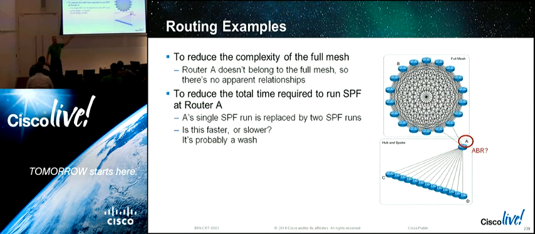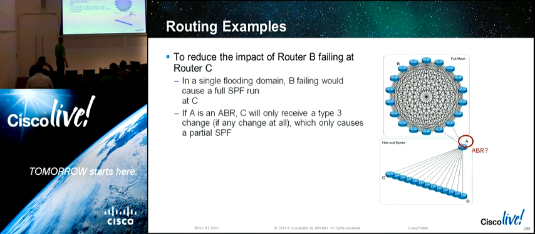Putting an ABR there does nothing to the topology of the top part. It's still as complex as it was before. You still have a full mesh of OSPF neighbors there. So it's not any less complex just because I put an ABR there. But if I do put an ABR there, now I have two separate topologies, right? And the changes in the topology of the top one don't affect the bottom one. So now if there's a failure at B, that's not propagated into the hub and spoke network. So there's reduced impact on the routers in the hub and spoke network, right?